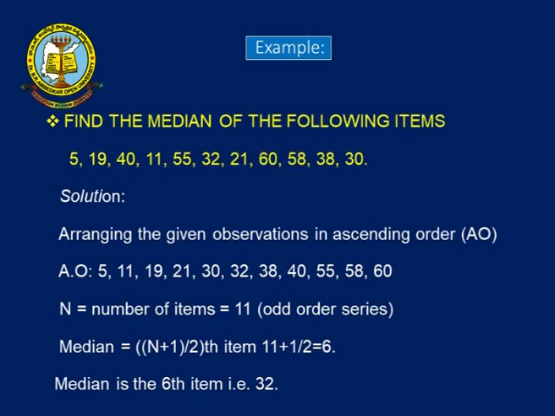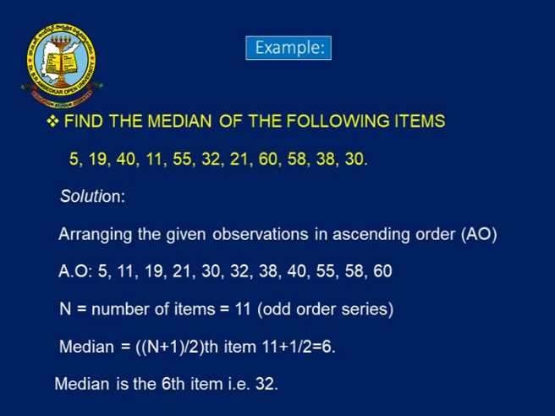Okay, solution. What is the first step? First of all, the given data is arranged in ascending order or descending order. Arranging the given observations in ascending order: 5, the least observation is 5, next 11, next 19, next 21, then 30, 32, 38, 40, 55, 58, and the highest observation is 60. Okay, first step is completed. The given data is arranged in ascending order, smallest to highest.